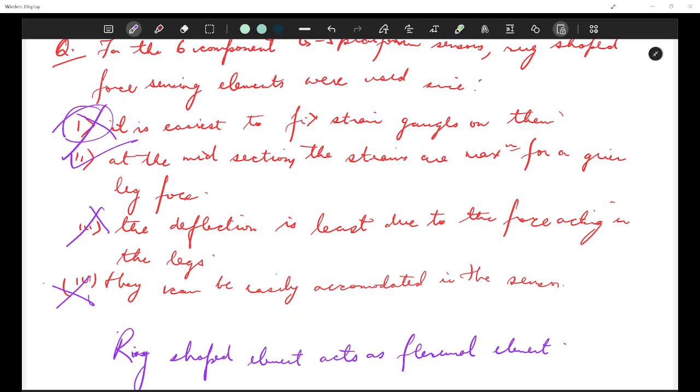The option "desired bending stiffness can be obtained" is wrong, because flexural joints do affect stiffness, but that is not the primary reason here. The main issue is the friction elimination.